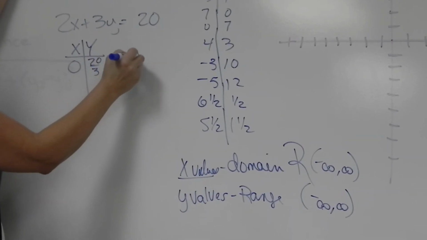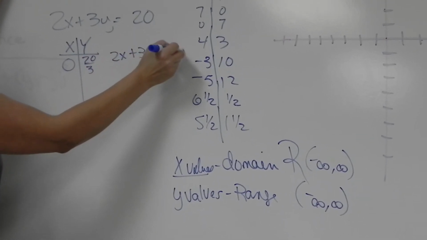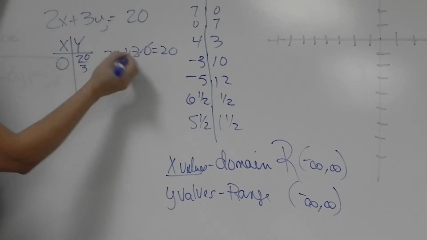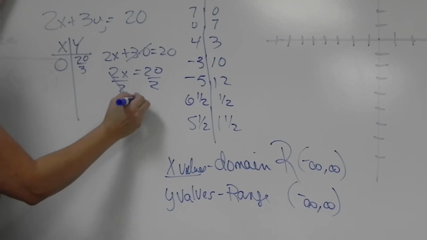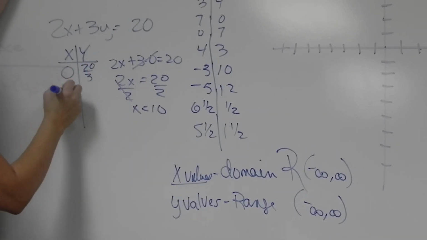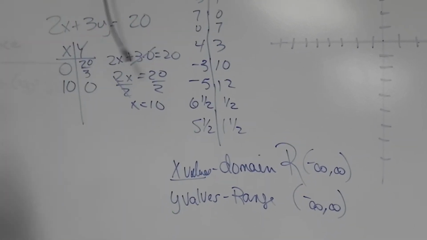So 2x plus 3 times 0 equals 20. 3 times 0 just kind of cancels out, 2x equals 20. And we can see now, oh, there's a combo. When x is 10 and y is 0, it solves that.